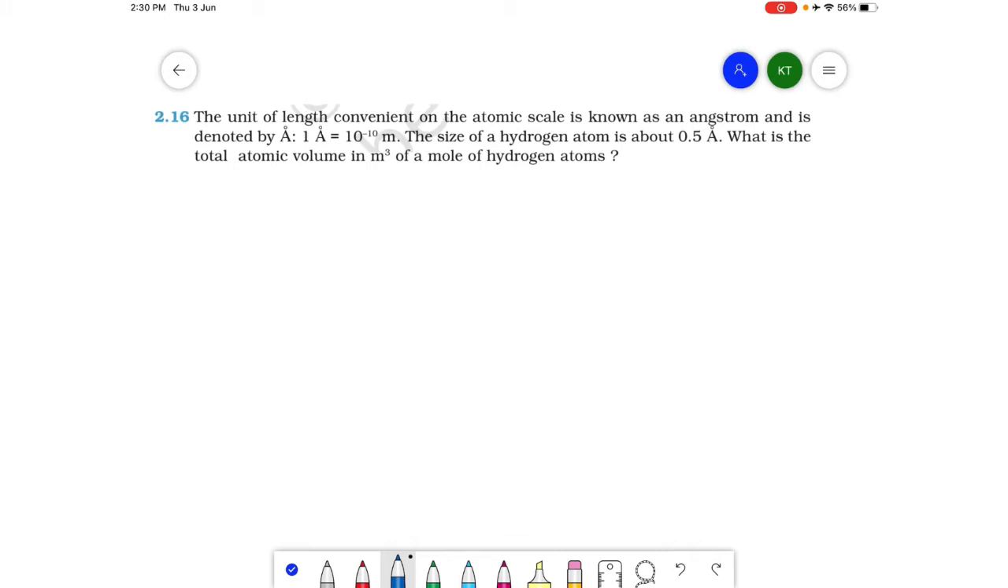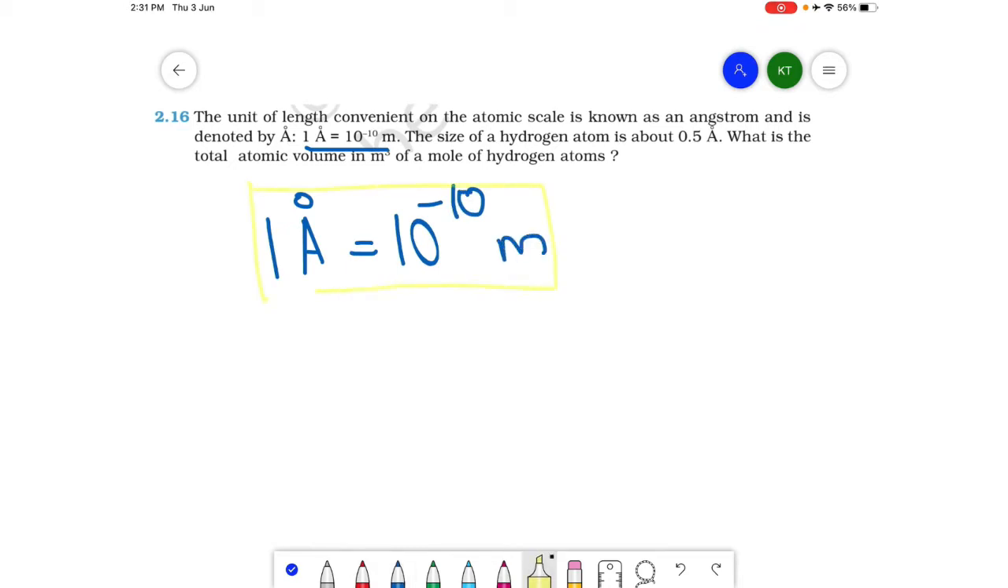The unit of length convenient on the atomic scale is known as an angstrom and is denoted by Å. 1 angstrom is equal to 10 power minus 10 meter. This is an important relation. 1 angstrom is equal to 10 power minus 10 meter. This is something that will come in most of the questions, and you need to remember that 1 angstrom is equal to 10 power minus 10 meters.